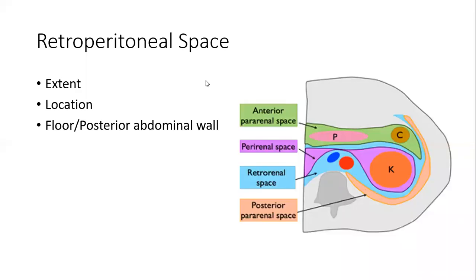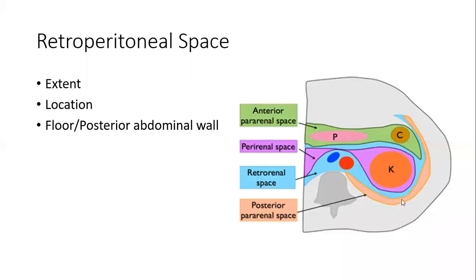Retroperitoneal space, as the name is self-explanatory. The retroperitoneal space lies posterior to the parietal peritoneum. It extends superiorly from the 12th thoracic vertebra and 12th rib down to the sacrum and the iliac crest of the hip bone below.